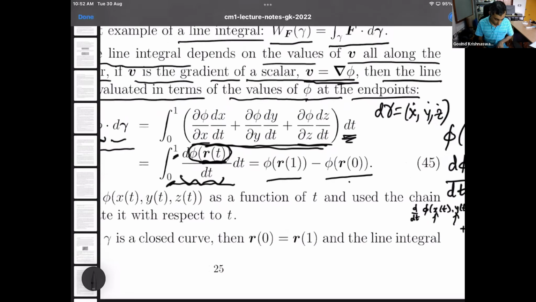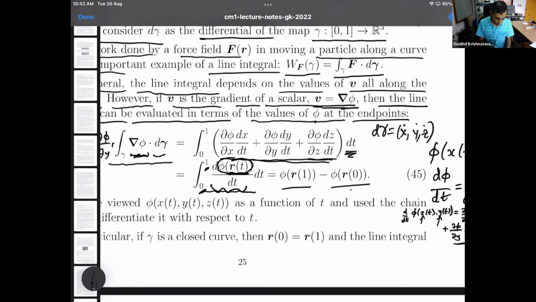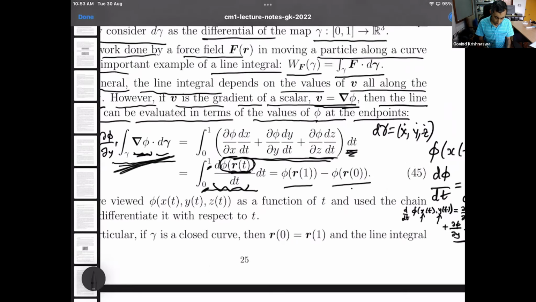So what have we achieved? We have achieved something remarkable: an expression for a line integral in terms of the values of the potential function at the endpoints, nothing more. You don't need to know anything about the curve. In fact, you can even modify the curve. You may have had an initial curve like this.